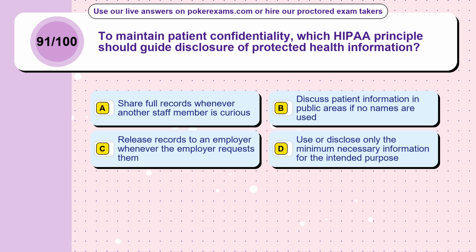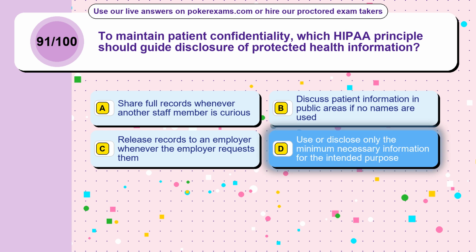Question 91. To maintain patient confidentiality, which HIPAA principle should guide disclosure of protected health information? Option A, share full records whenever another staff member is curious. Option B, discuss patient information in public areas if no names are used. Option C, release records to an employer whenever the employer requests them. Option D, use or disclose only the minimum necessary information for the intended purpose.